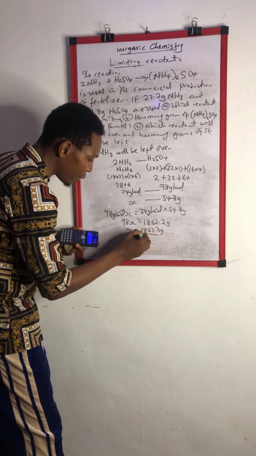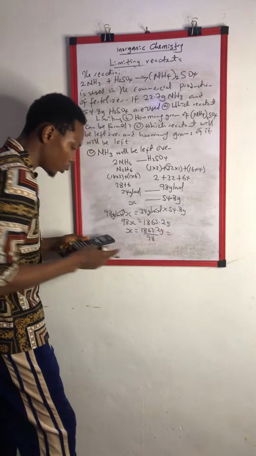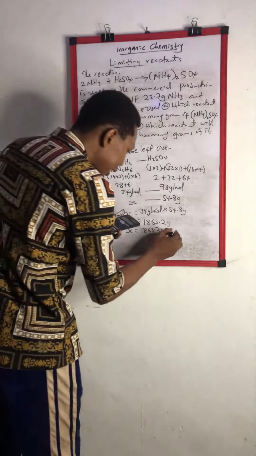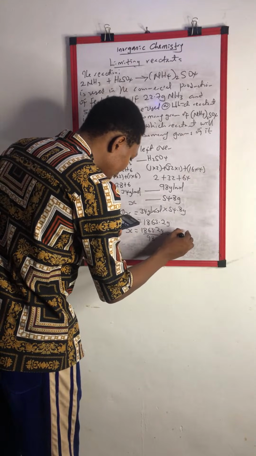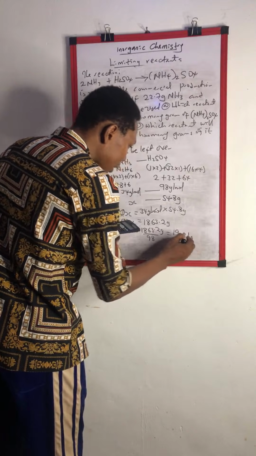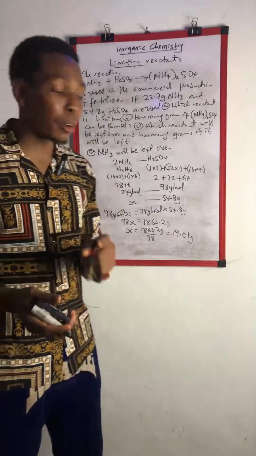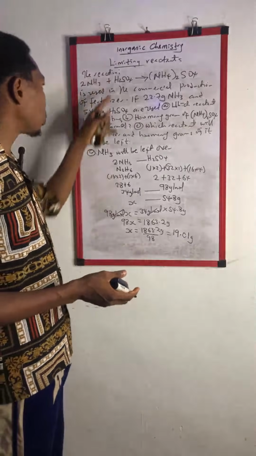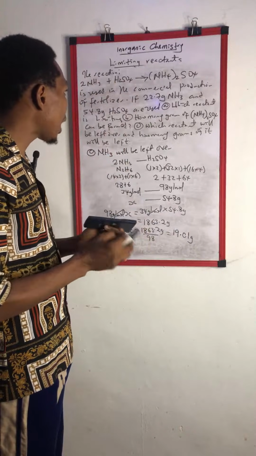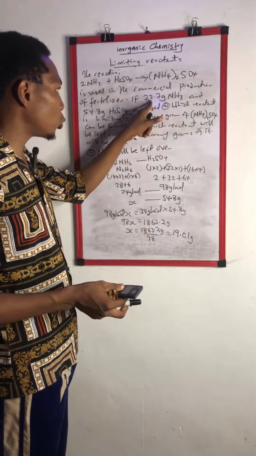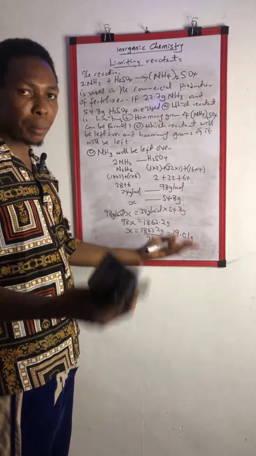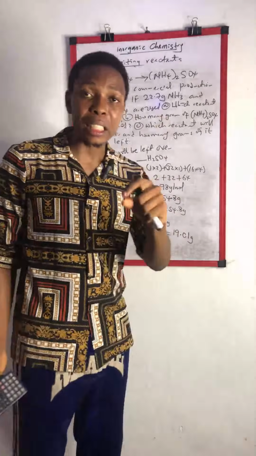So our S is going to give us 1863.2 grams divided by 98. So what do we have? We have 19.01 grams. That means it was 19.01 grams that reacted with what? The H2SO4 that was used. And remember, the initial mass of ammonia given is 22.7. So since you used 19.01, where is the remaining one? That remaining one now is the leftover.